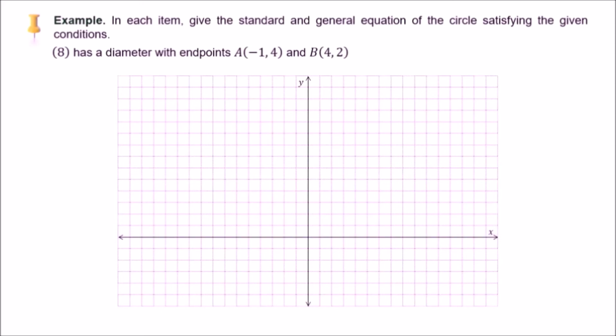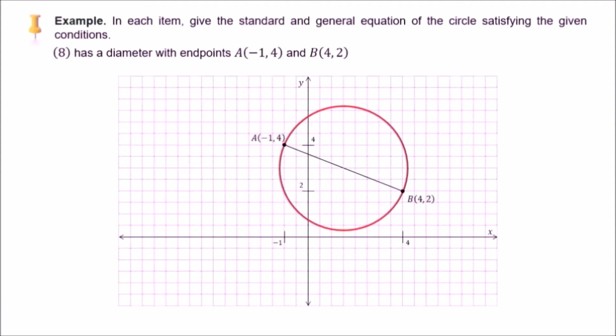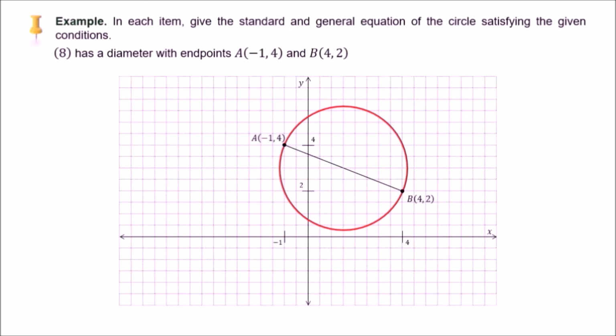Number 8 has a diameter with endpoints A(-1, 4) and B(4, 2). Let's draw our circle. Recall that in order to get the standard and general equations of the circle, we need the coordinates of the center and the radius of the circle. The center of the circle is halfway between the points A and B. In order to get the coordinates of the center, we determine the midpoint between these points.